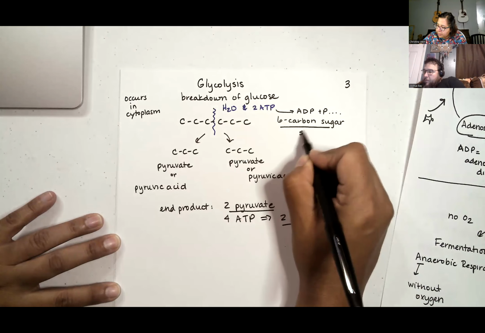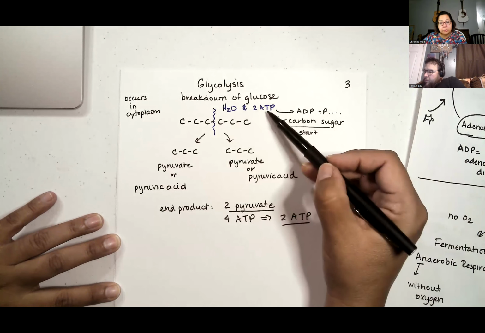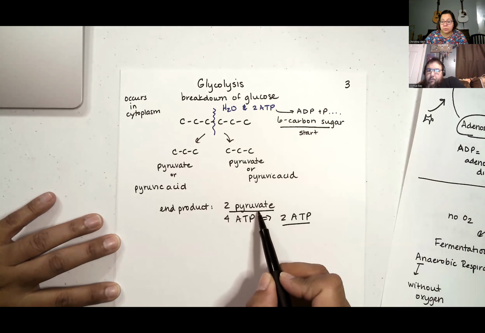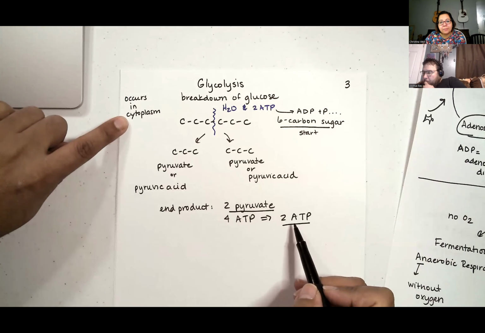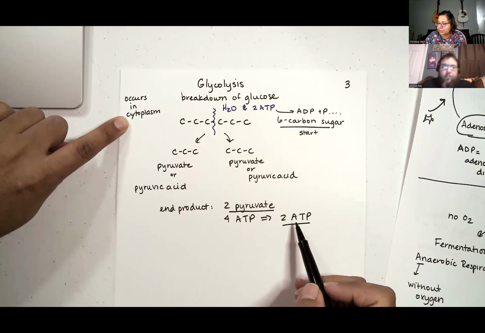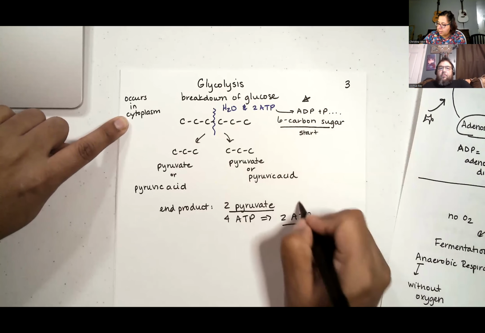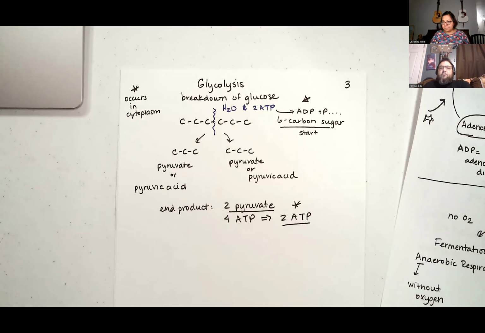So you start with glucose, you start with water, and you start with ATP. You also need to know what you end with. You end with 2 pyruvates and 2 ATP. You also need to know where it happens in the cell, and it happens in the cytoplasm. So the starting products, the ending products, and where this happens. So far, so good.